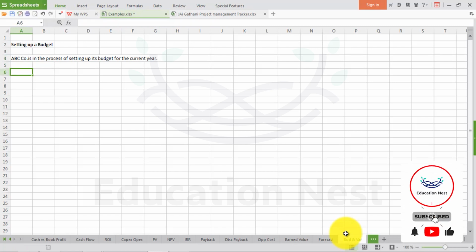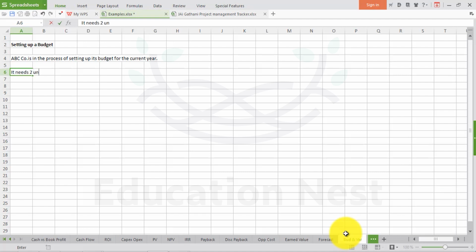Important details are the following. It needs 2 units of raw material for 1 finished good.